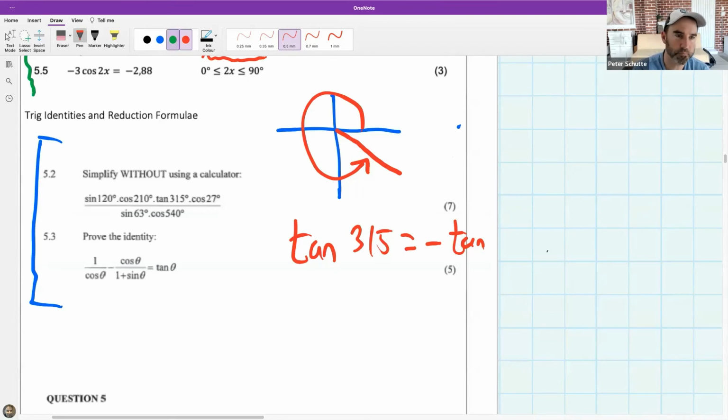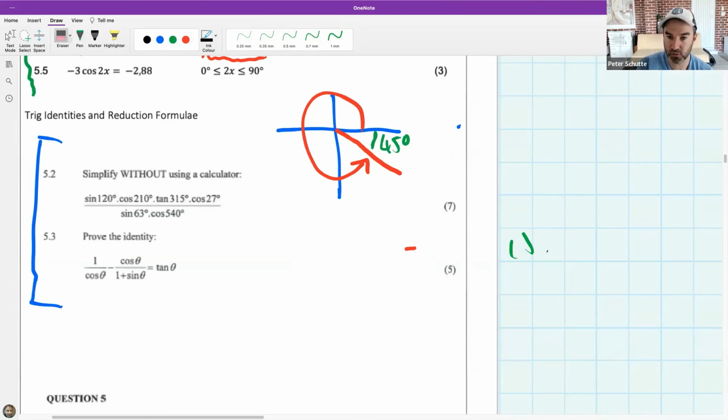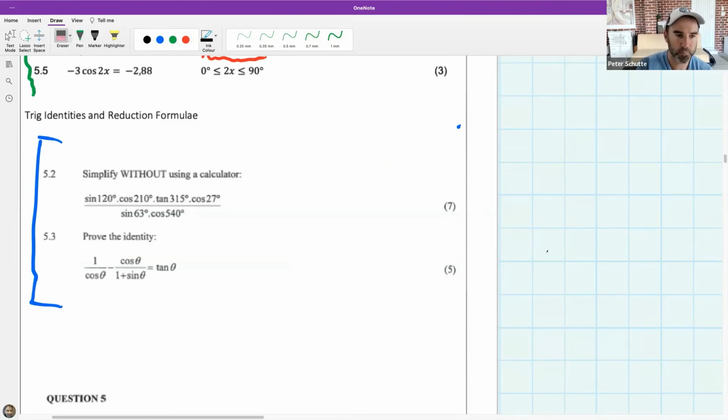360 minus 315, so it's going to be 45. Yeah, so it's how far away is it from the nearest horizontal, and it's going to be 45. Okay, see what you guys can do on 5.2, and then I'll give you some of the answers in a second. But see how you do out of 7 in using the reduction formula on this.